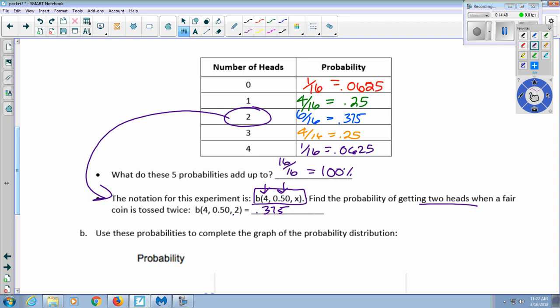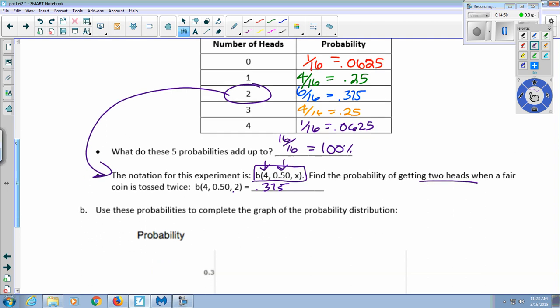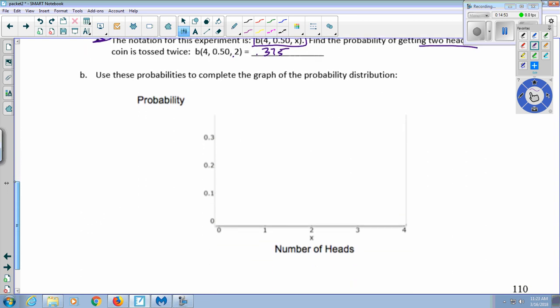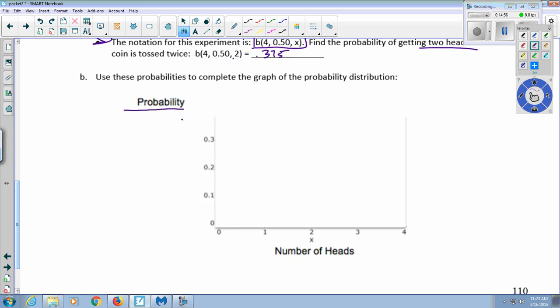The next thing we're going to do is use these probabilities to actually draw a graph of the probability distribution. So along the vertical axis here is our probabilities. And down here is the counts, our number of heads that we're seeing. So 2 corresponds to the probability of seeing 2 heads. And that was 0.375. So we draw that like that. So the height of this line corresponds to the probability of flipping 2 heads.